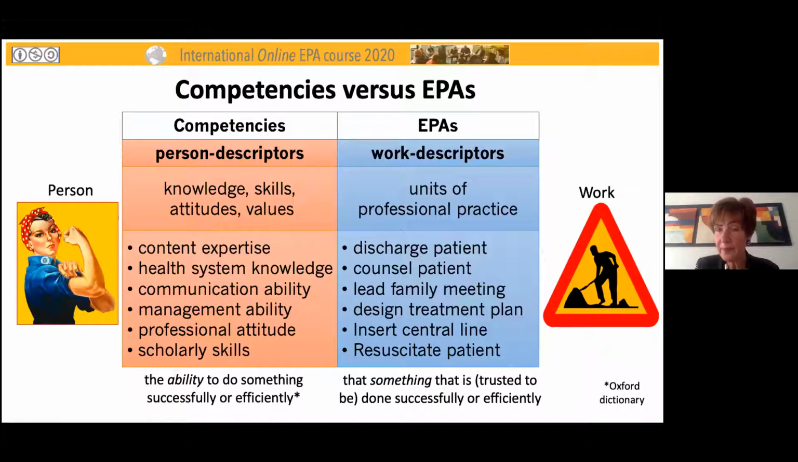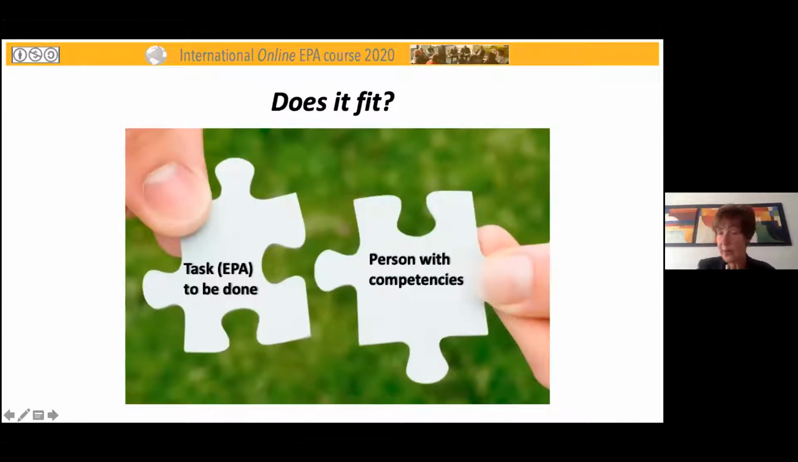Now let's go to the EPAs. The EPAs are work descriptors. They are units of professional practice. So it's leading a family meeting, or inserting a central line, or discharging a patient. So EPAs refer to something that is done successfully or efficiently. I hope you can feel how the competencies are actually integrated in EPAs, because this is what we are talking about. We have a task that needs to be done, and it should be done by a person who has the competencies to do the job. And the question is, do they fit?